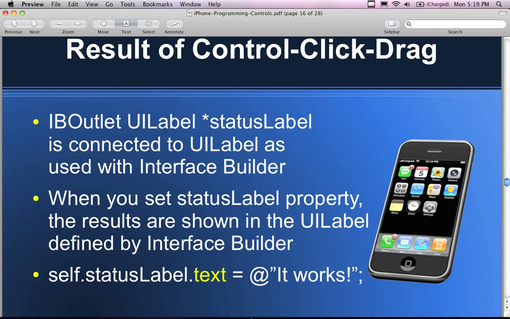So when you set the status label property, the result is shown in the UI label defined by the Interface Builder. So self.statusLabel.text equal to @"It works" would set the text essentially to "It works" in the particular label that it was shown.